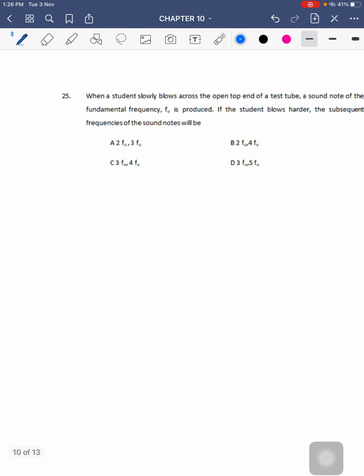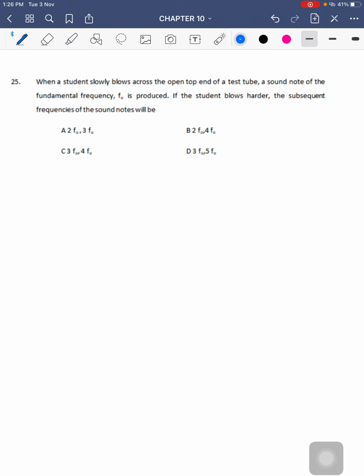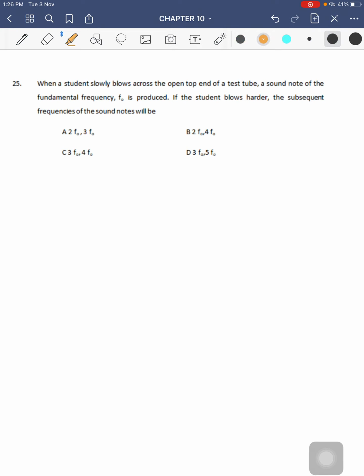Alright, the next one. When a student slowly blows across the open top end of a test tube, this means it is a closed pipe. A sound note of the fundamental frequency is produced. If the student blows harder, the subsequent frequency of the sound note will be, how many harmonics number?